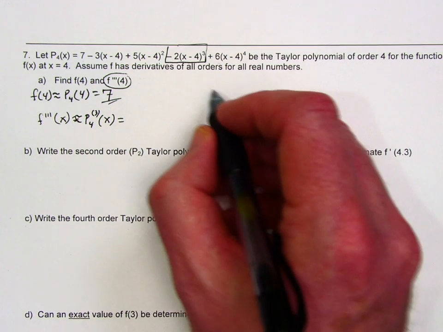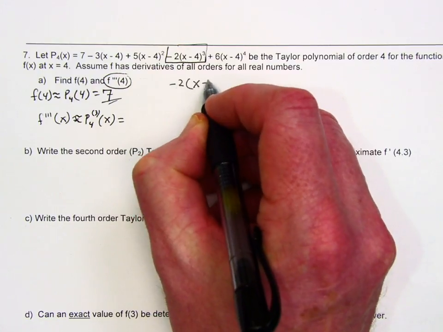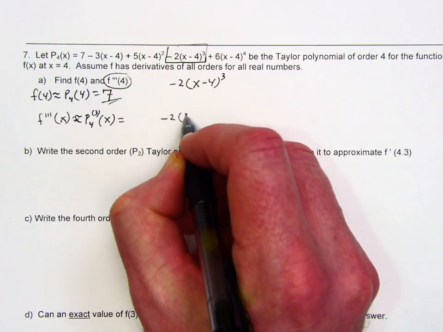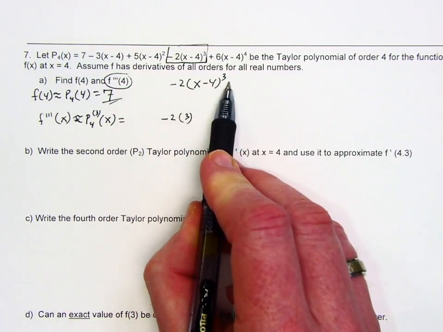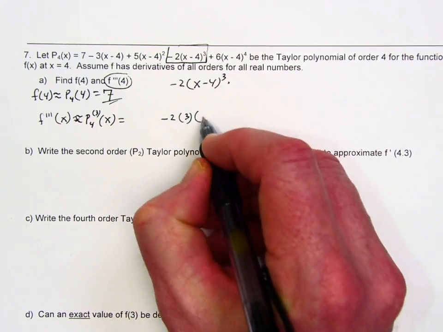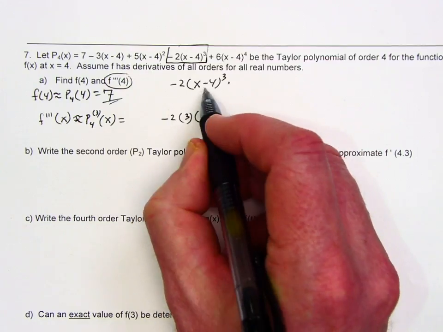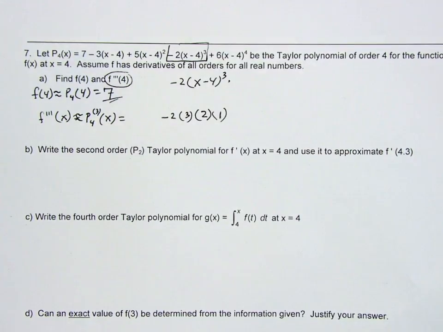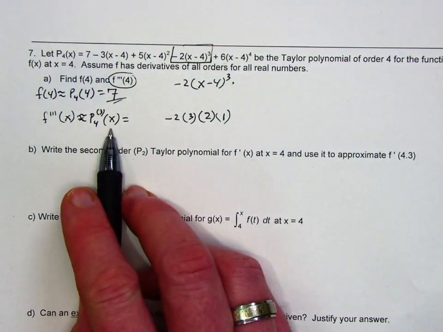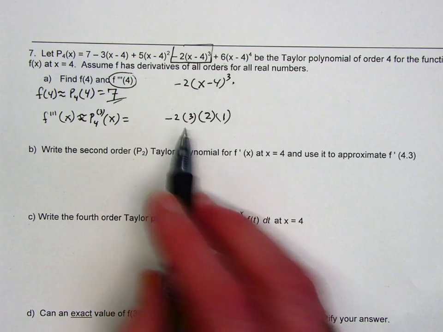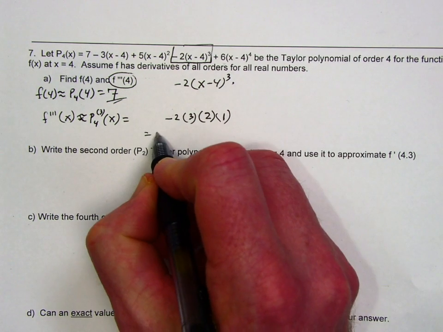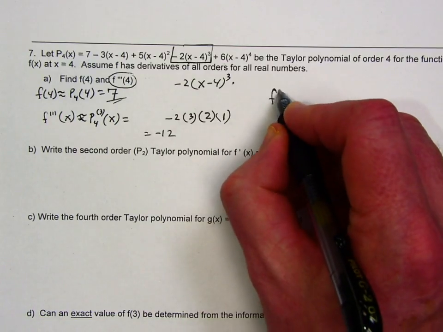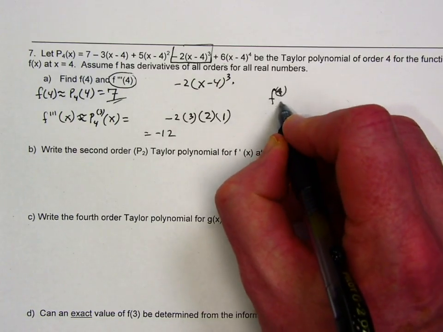Okay? So we start with this. After the first derivative, it's going to be negative 2 times 3, and then that's going to be x minus 4 squared. The next derivative is going to make that a 2 there, and then it will be x minus 4 to the first power, and then the last derivative is going to give me a 1. So that is the value of it at any value, which happens to be also at 4, which I get negative 12.